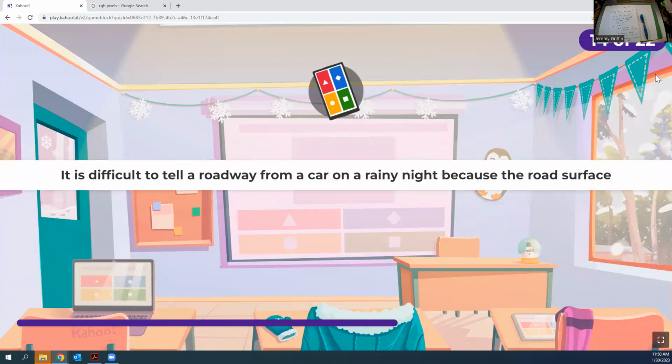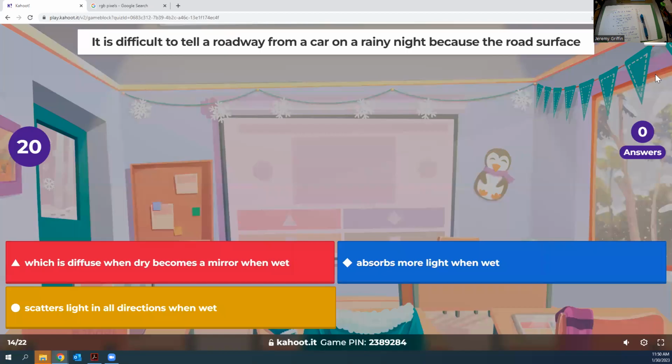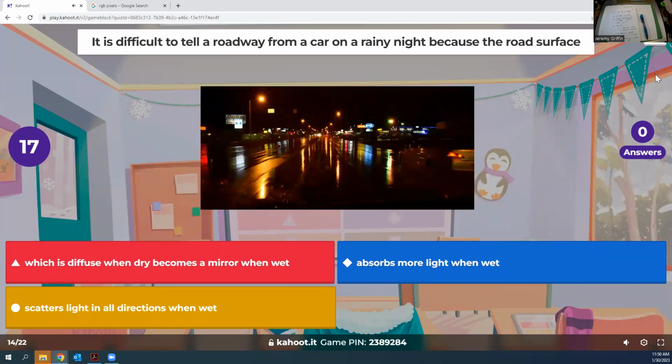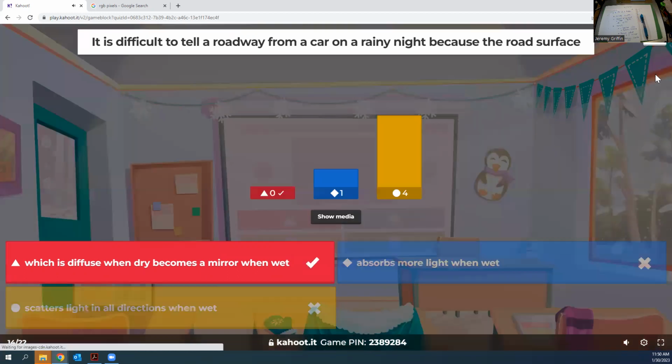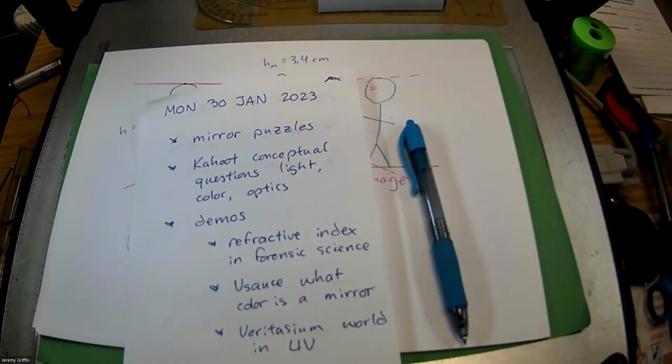Difficult to tell a roadway from a car on a rainy night because, okay, yeah, this one we had. When the road usually looks diffuse when it's dry, it becomes mirror-like when wet. Let me switch over here and point out a page in the book that shows this.